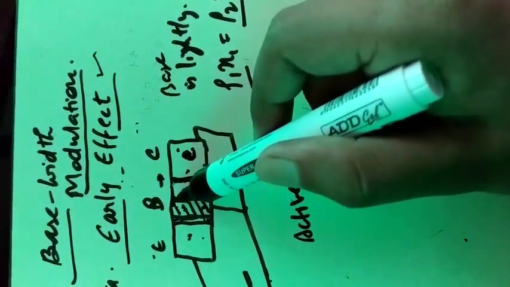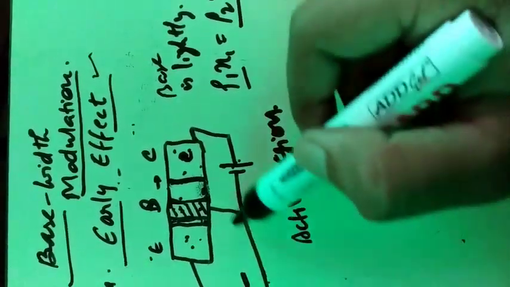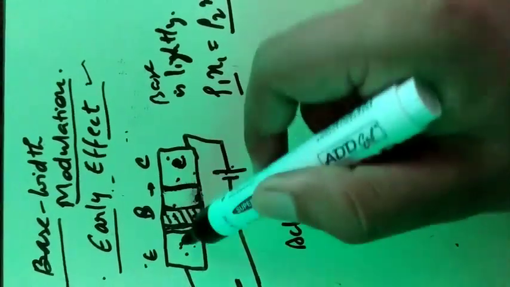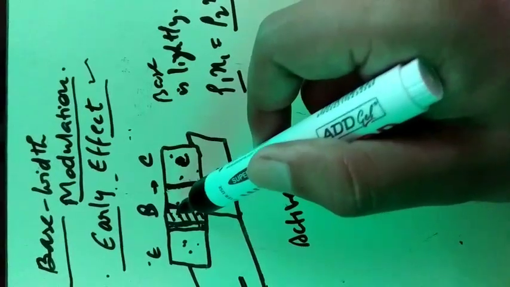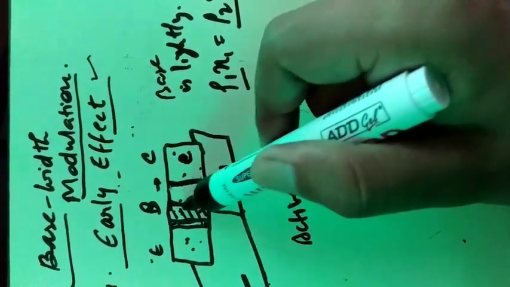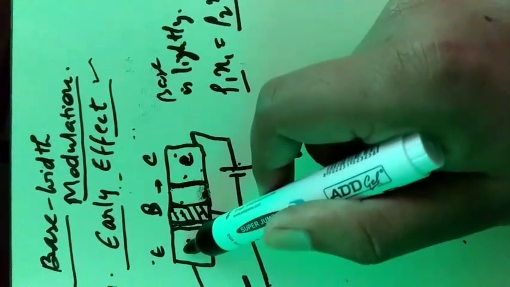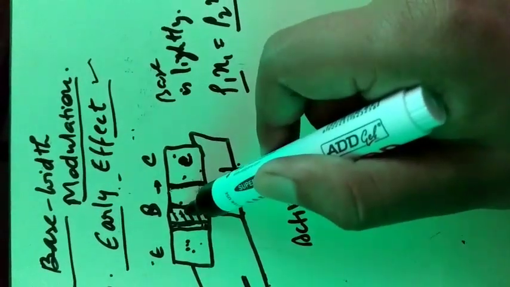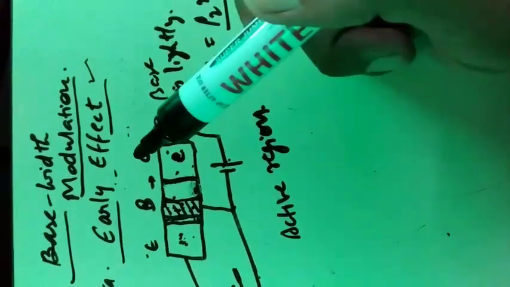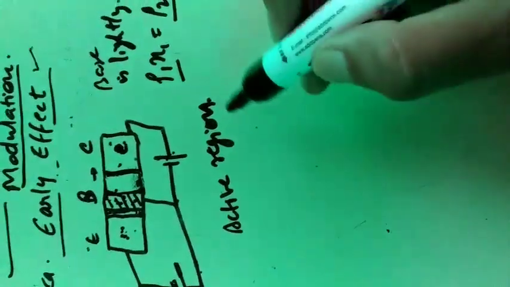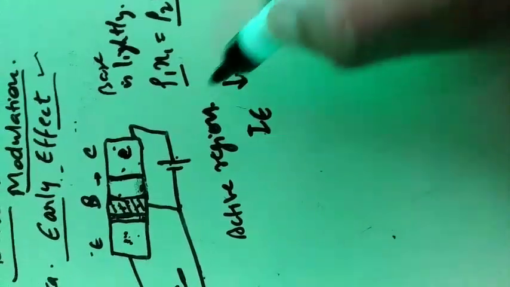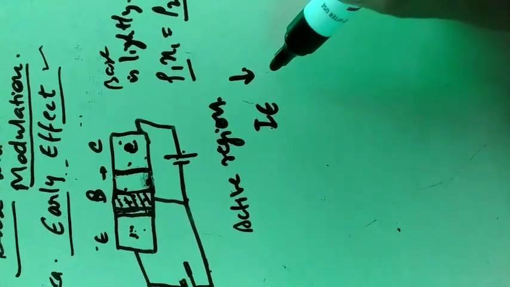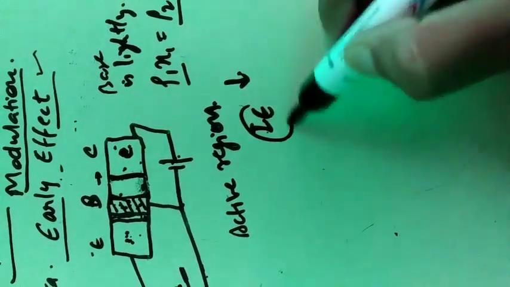Now due to this, the emitter current will decrease. What is the emitter current due to? Emitter current is due to the movement of holes to the electrons. The holes will go from here to here, but the number of holes has been reduced now. So what is the impact? We know that the emitter current has decreased. And what will happen when it decreases?